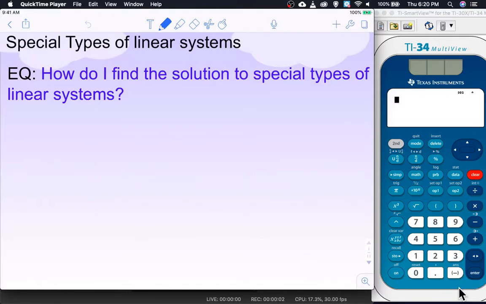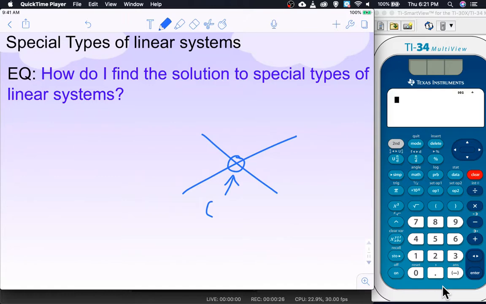Hello, and welcome to this lesson on special types of linear systems of equations. So we're still talking about systems of equations, which was two or more equations with the same variables that we solved in the last lesson by graphing. And we found where the two lines intersected. So if you imagine I had two lines, that point of intersection was the solution.